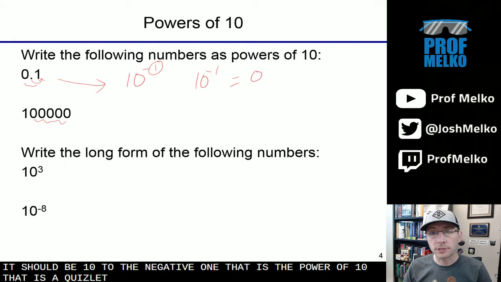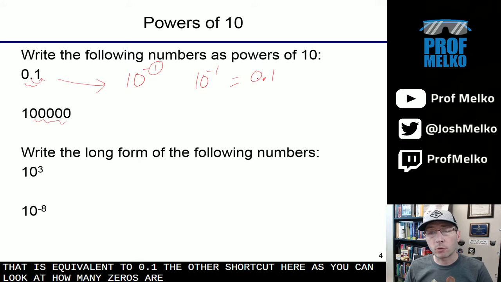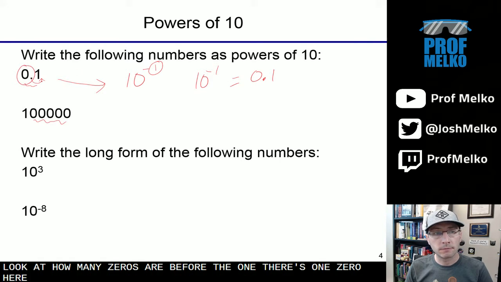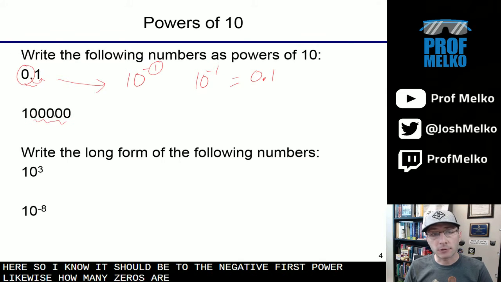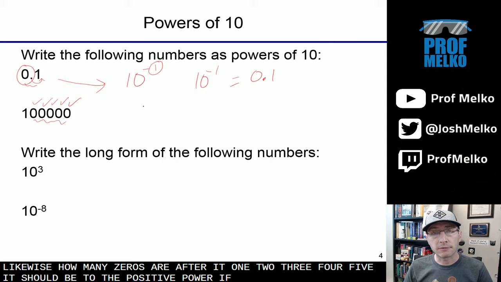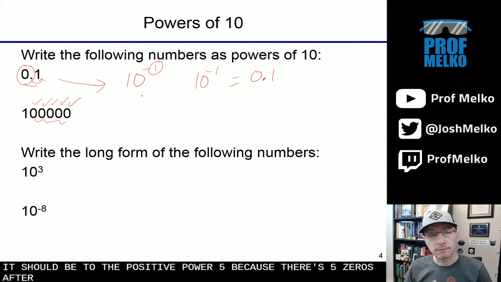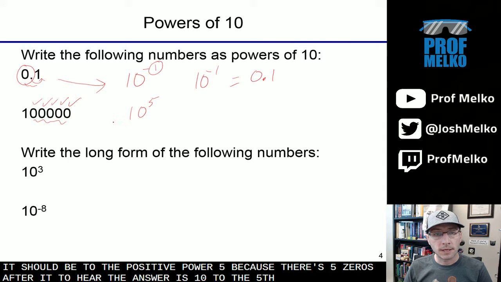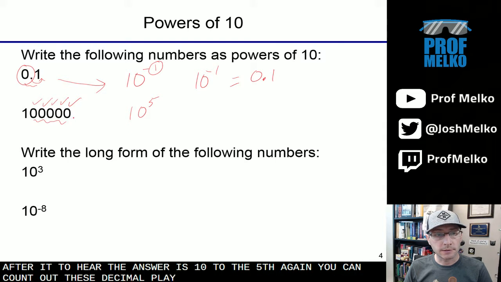That is equivalent to 0.1. The other shortcut here is you can look at how many zeros are before the 1. There's 1 zero here, so I know it should be to the negative first power. Likewise, how many zeros are after it? 1, 2, 3, 4, 5. It should be to the positive power of 5 because there are 5 zeros after it. So here the answer is 10 to the 5th. Again, you can count out these decimal places.